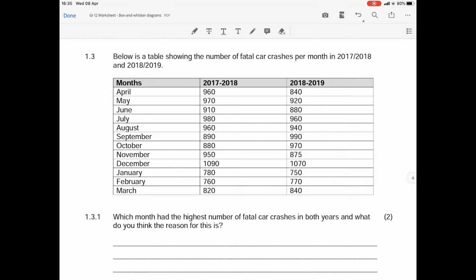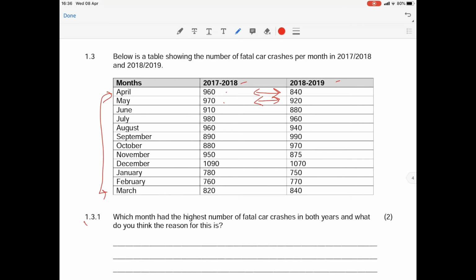Question 1.3 now presents you with some data in a table format. It's the number of fatal car crashes per month for two sets of years, 2017-18 and 2018-19. So what you first need to do before you go and answer any questions is acquaint yourself with the data. You have the months running from April to March. So this is a fiscal year. And you've got car crashes per month for the 2017-18 fiscal year and then for the 2018-19 fiscal year. And the idea is for you to compare. Has there been an increase or a decrease over the 2 years for the corresponding months?